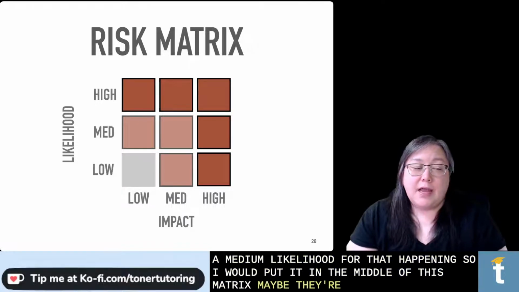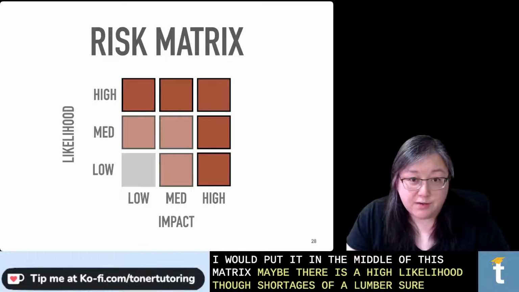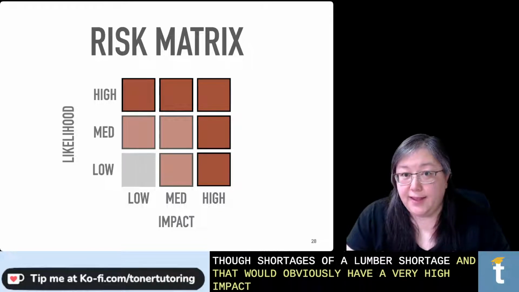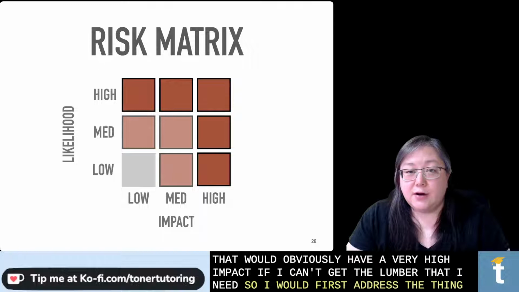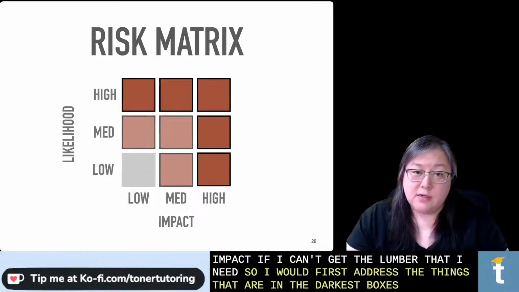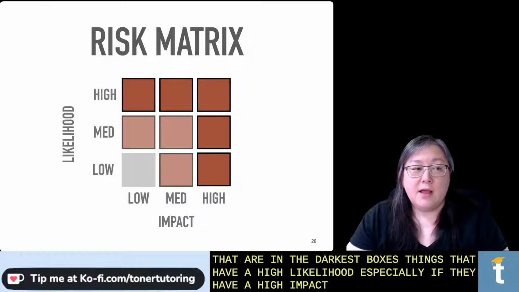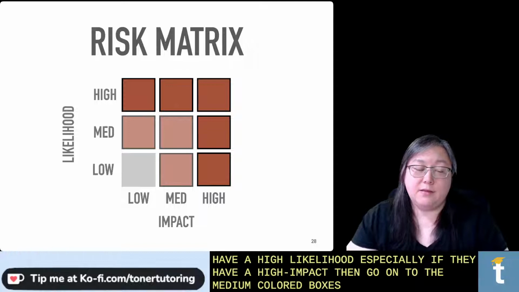Maybe there is a high likelihood, though, of a lumber shortage. And that would obviously have a very high impact if I can't get the lumber that I need. So I would first address the things that are in the darkest boxes, things that have a high likelihood, and especially if they have a high impact. Then go on to the medium colored boxes and then worry about the low boxes.